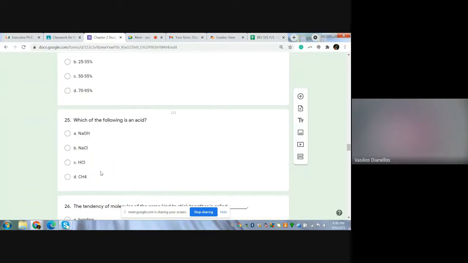All right, we never talked about this. Which of the following is an acid? So you're not going to get this question on the exam. But if you're a thinker, you might have guessed it, and I think a couple people did. The answer is C, because it has that hydrogen atom that might be donated.